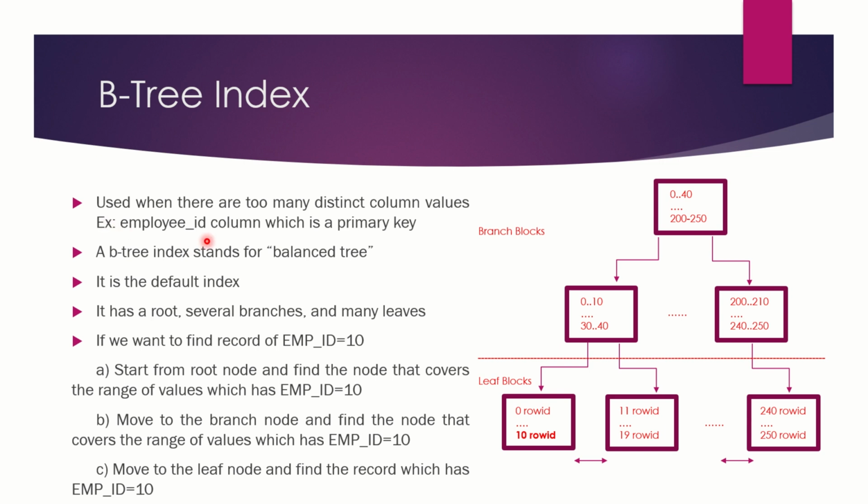For example, the employee ID column in the employees table is a primary key and it has as many distinct values as the total number of rows present in the employees table. Similarly, other columns like hire date, email address, etc. are columns for which a B-tree index will prove beneficial as these columns have too many distinct values.